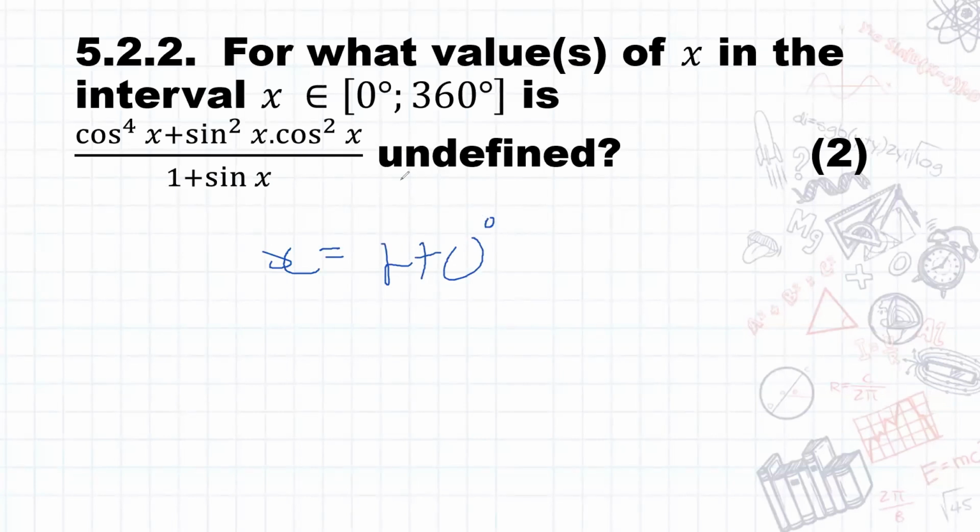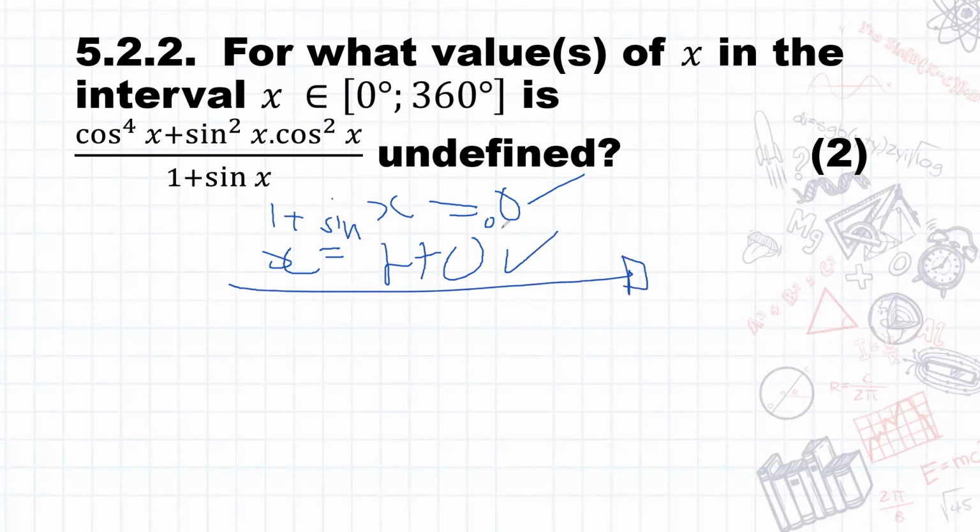Of course, you need to write down 1 plus sine x is equal to 0 to show that you understand what's going on, and then write down your solution. So you get 1 mark for that one and 1 mark for that. So showing that I understand and then giving the actual answer.